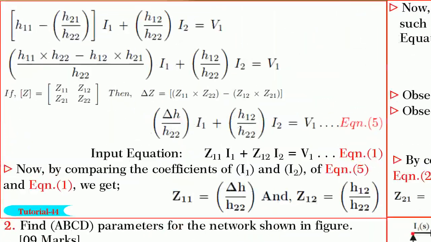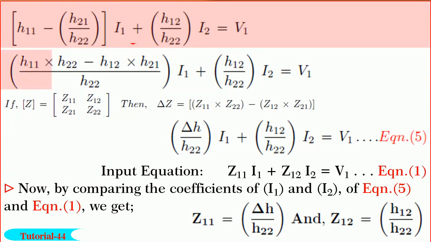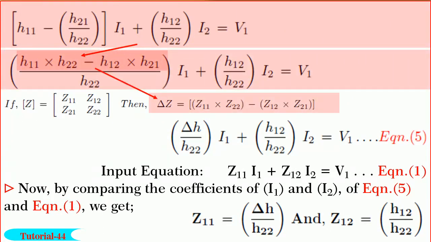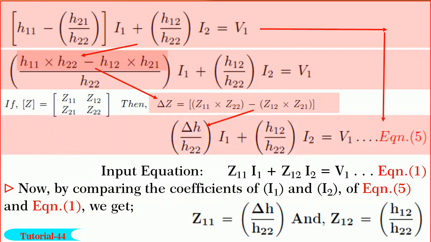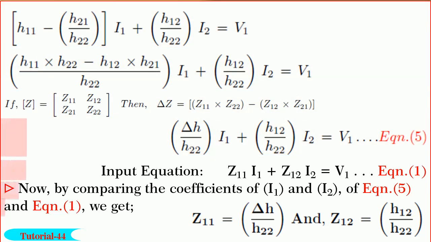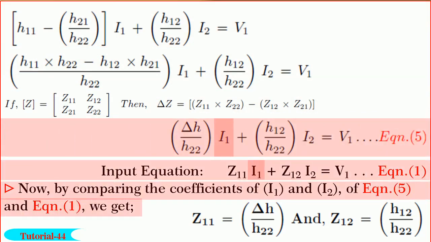Friends, by rearranging and solving the equation we obtained, we get delta H divided by H22 into I1 plus H12 divided by H22 into I2 is equal to V1. Let it be equation 5. By comparing the coefficients of I1 and I2 of both equations 1 and 5, we get Z11 is equal to delta H divided by H22 and Z12 is equal to H12 divided by H22.